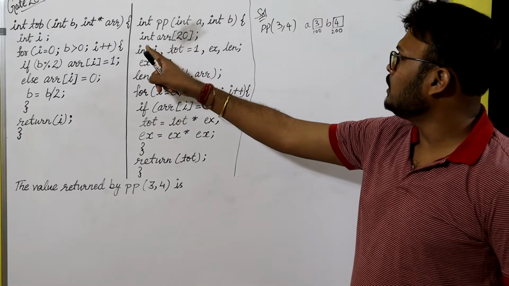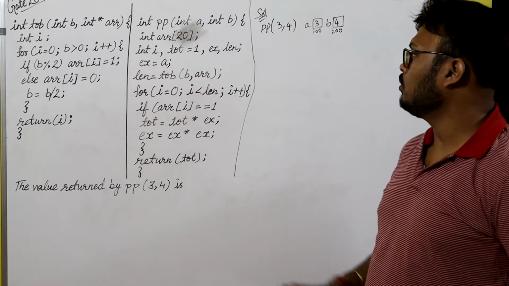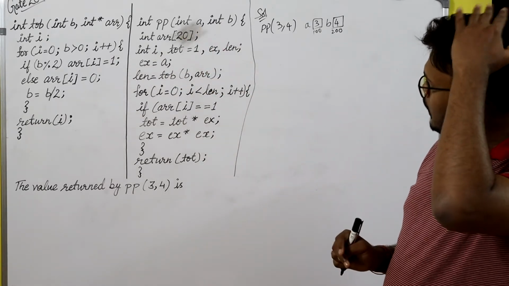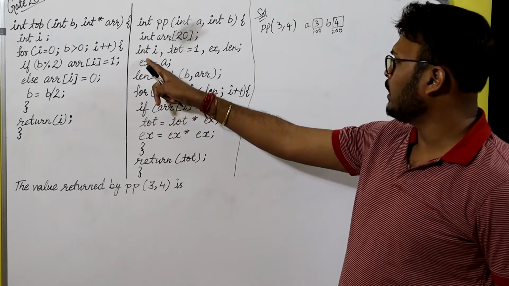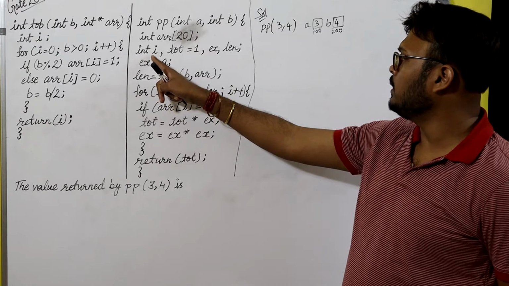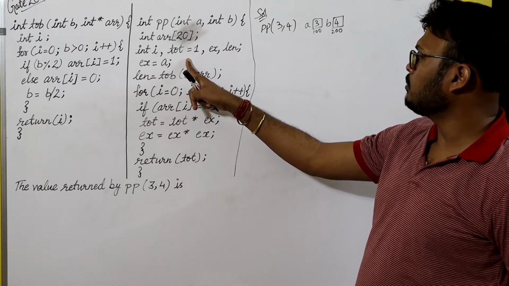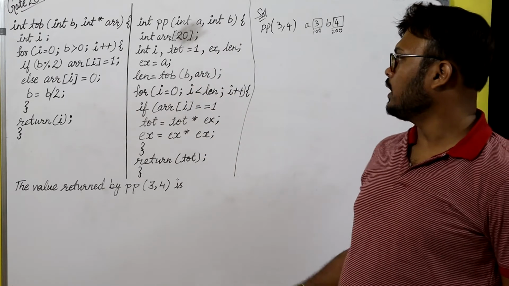After that, you see another array: int ARR of 20. The size of the array is 20. And after that, another local variable I has been declared. Then TOT is another local variable which is initialized as 1. Then EX, then LEN.